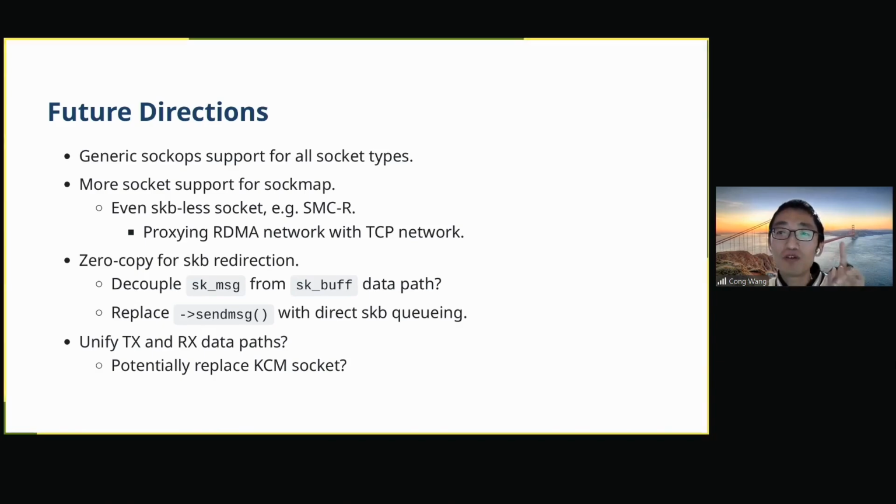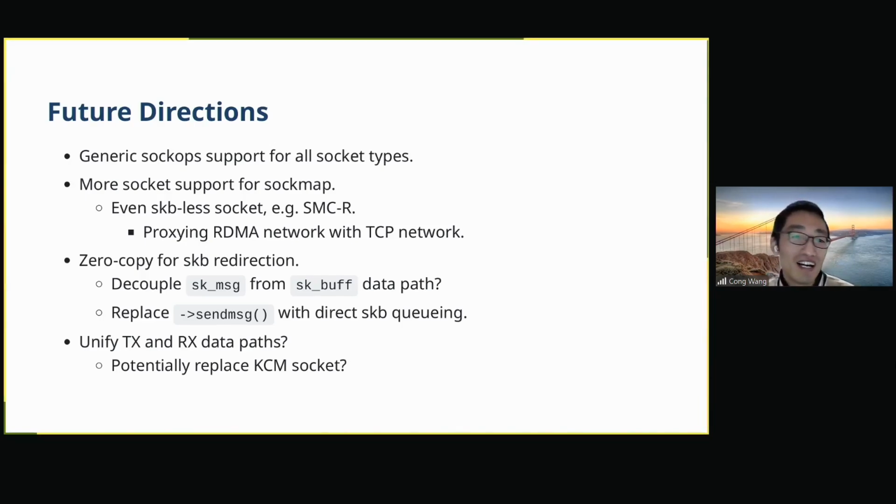However, I do have a very appealing use case here. With the SMC socket, we could implement the proxying between the RDMA network and the TCP network. On one side is the SMC socket connecting to the RDMA network. On the other side is another socket connecting to the TCP network. They are completely transparently proxied if we could have this. So this is very appealing.